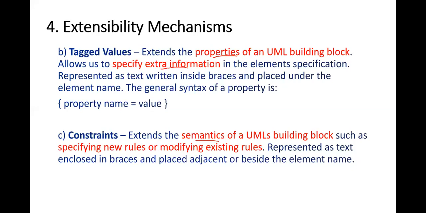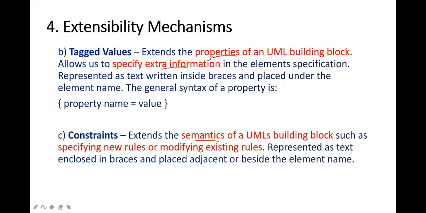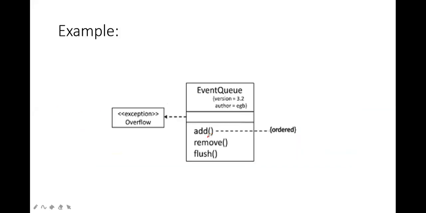So there are three things. First is stereotype. In this, we extend the vocabulary, which means users are allowed to declare new building blocks. In tag values, properties are extended, while in constraints, semantics are extended in UML. We can show it here with an example.